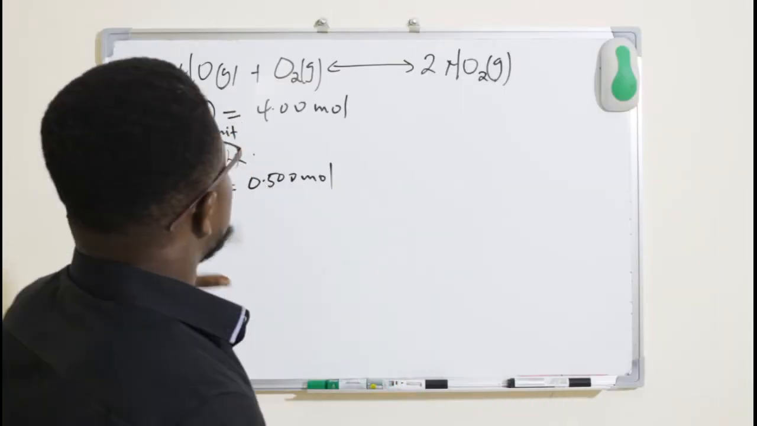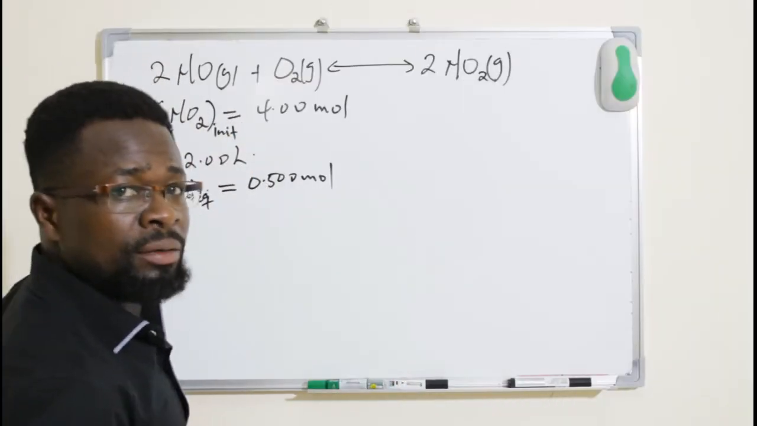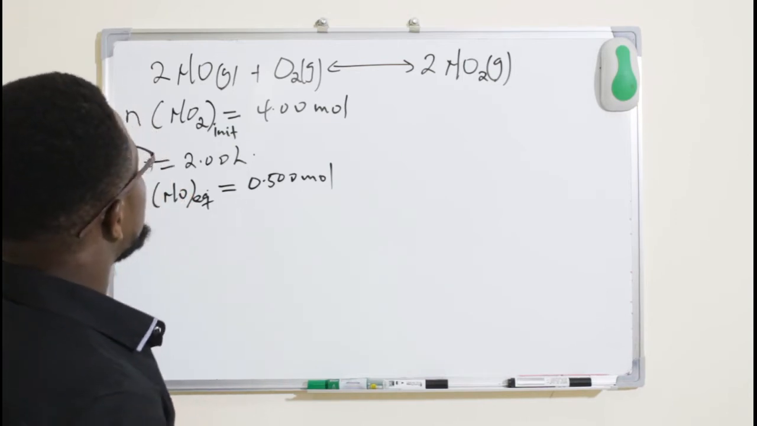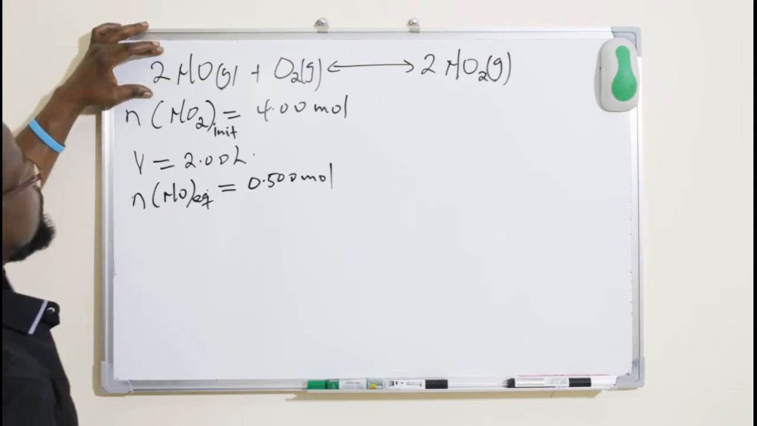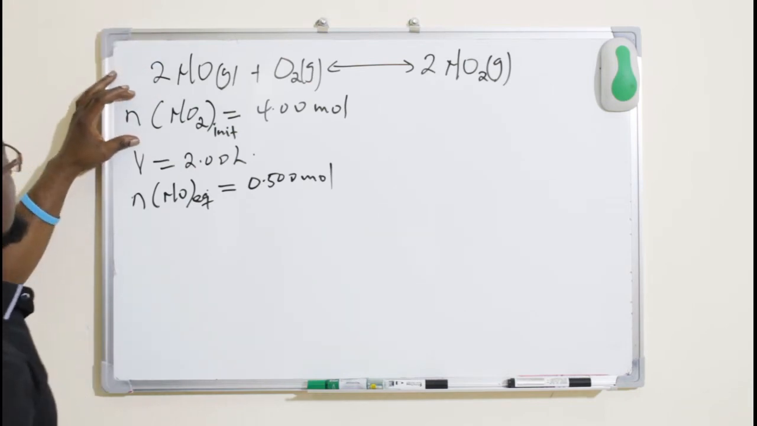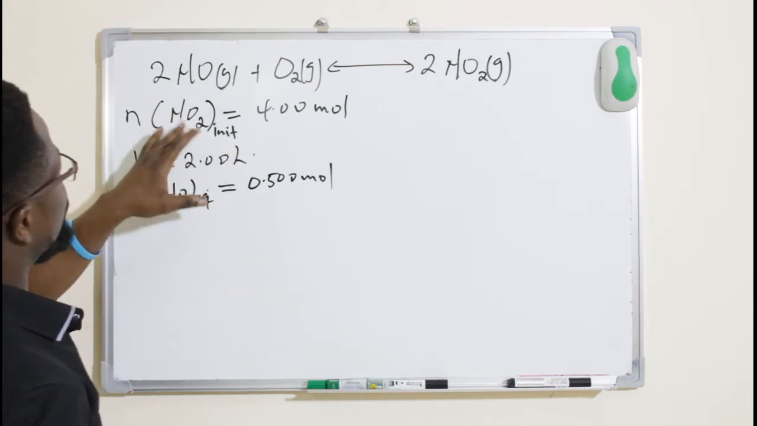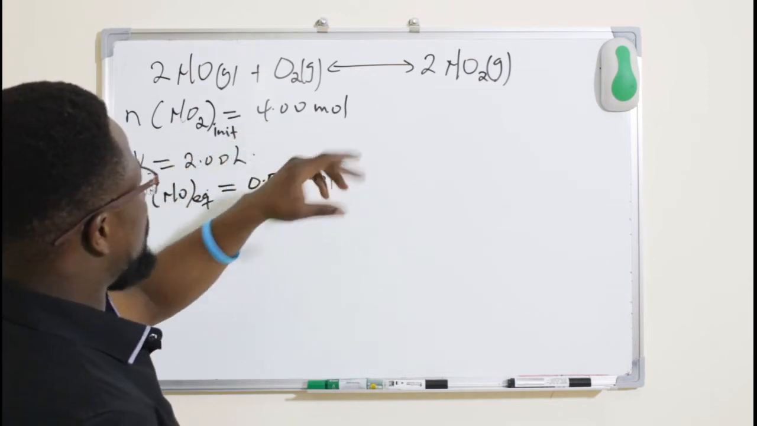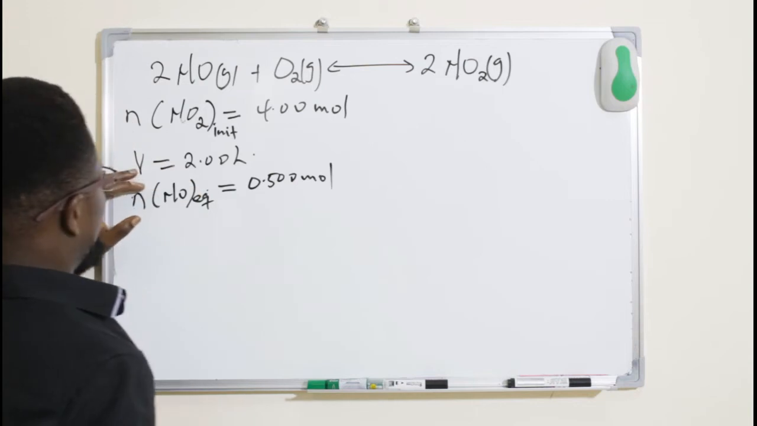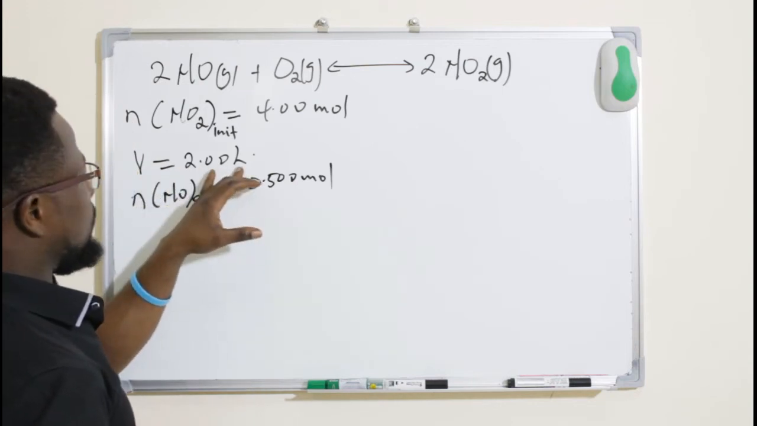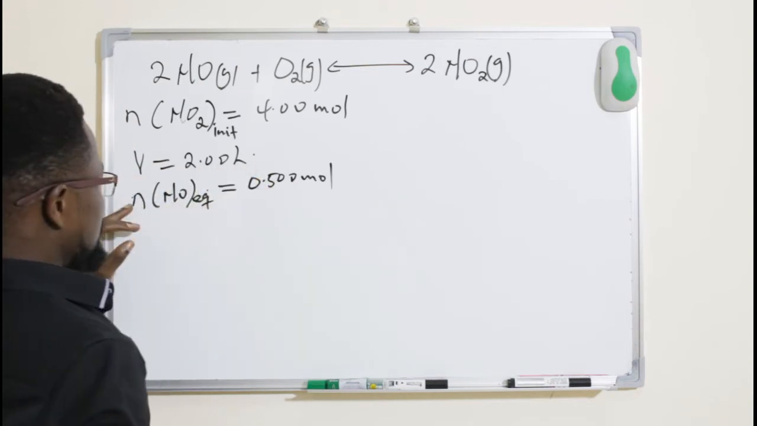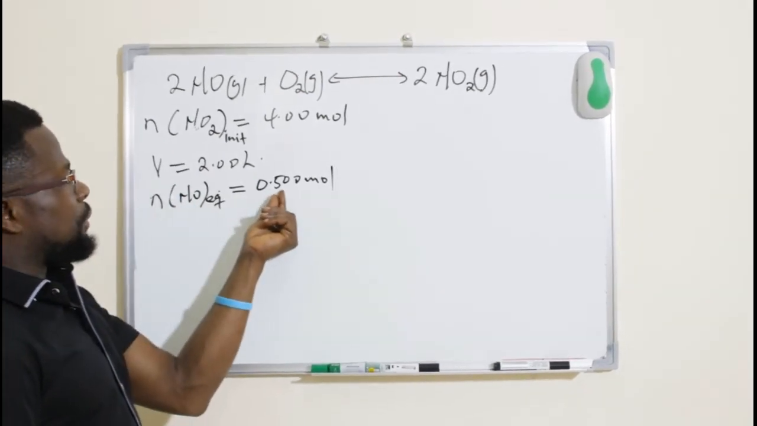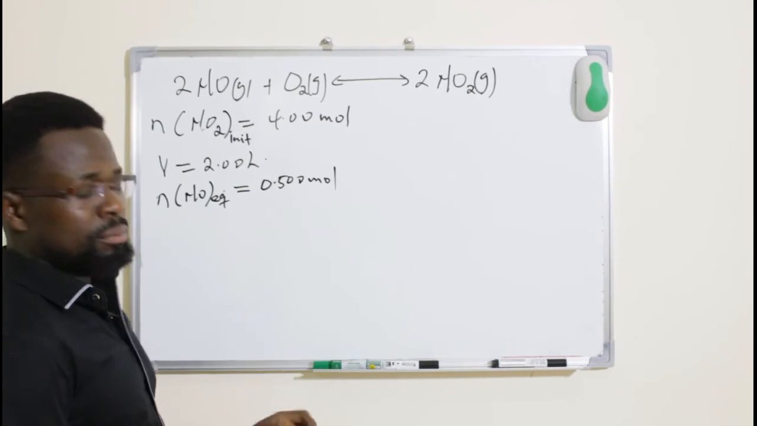Okay, this is the information that we are given according to question 4. The equation is here, and we are given the initial number of moles of the NO2 gas, which is 4.00 moles. The volume is given as 2.00 liters. The number of moles of NO at equilibrium is given as 0.500 moles.